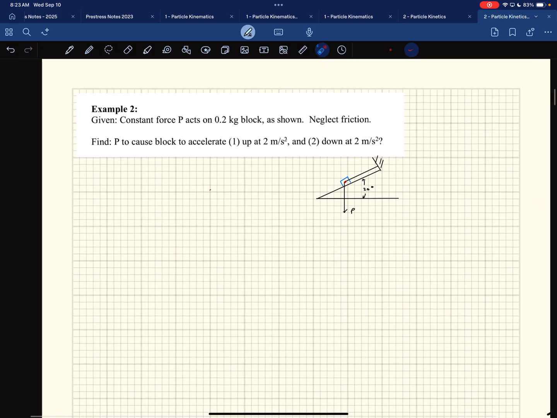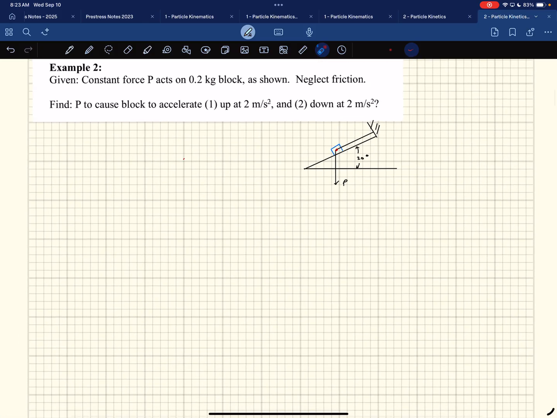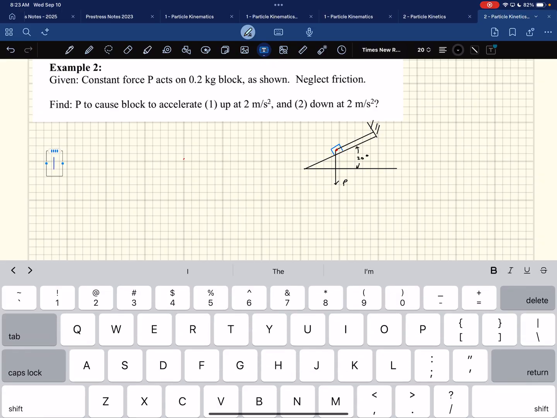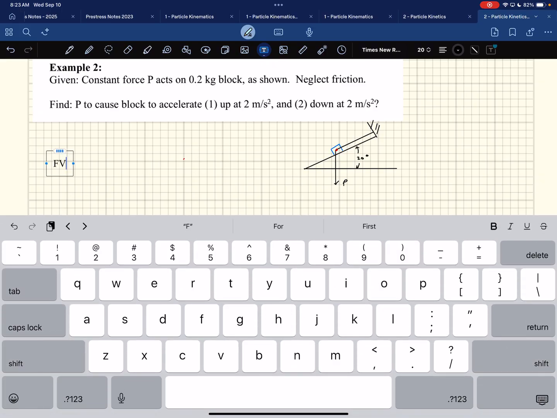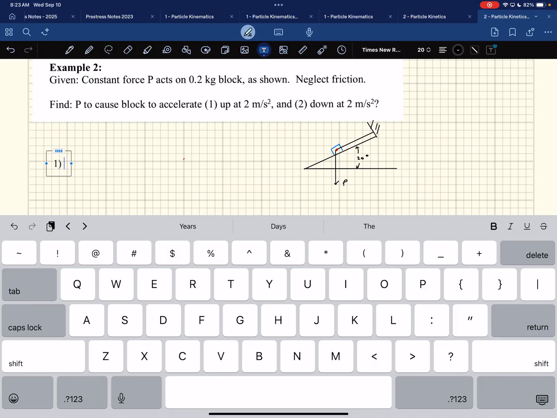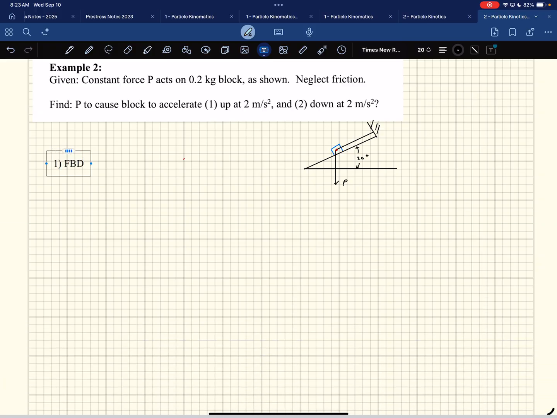And these ones, again, sometimes they look a little scary at first. I'm like, oh my God, what do I do? Just stick to the plan. We're going to do a free body diagram, then equations of motion. Step 1, free body diagram. And after we do that, we'll do equations of motion. Then we'll do kinematics as required, which is a little bit different form this time.